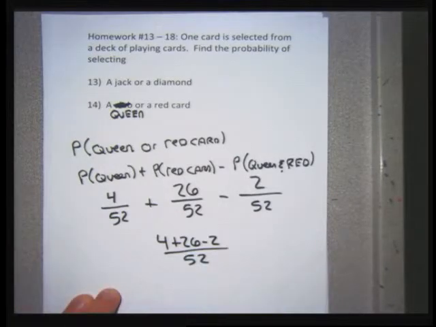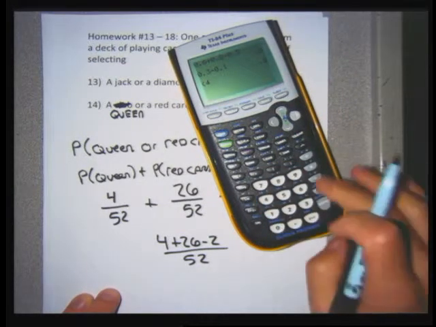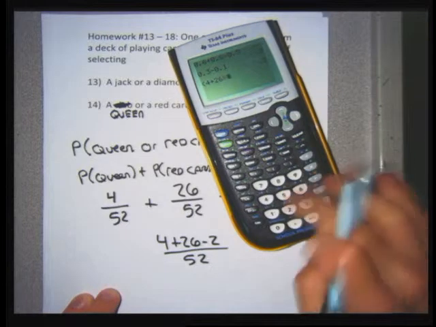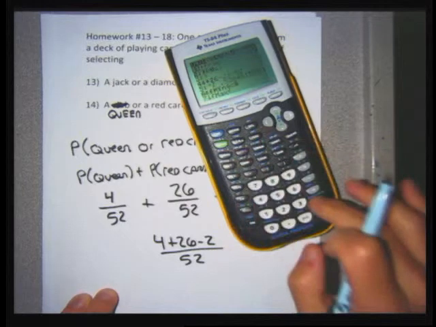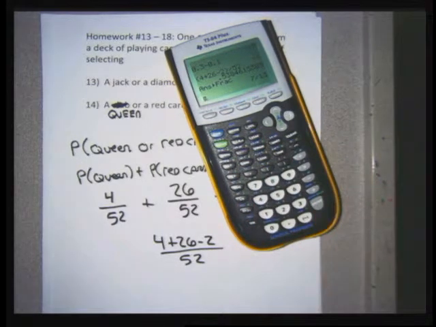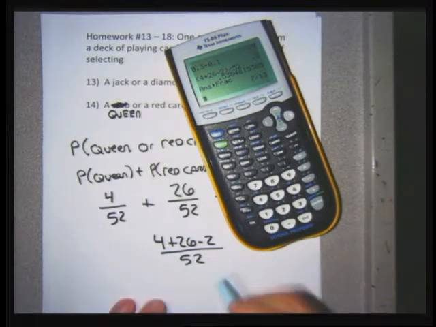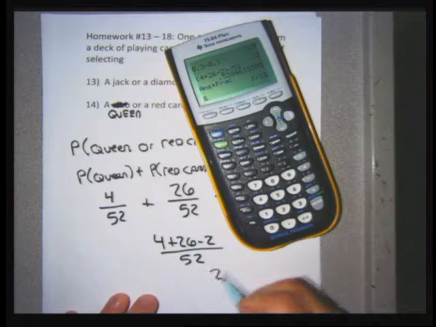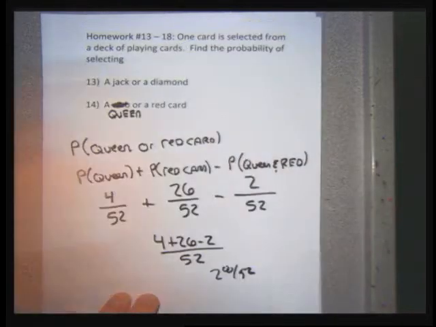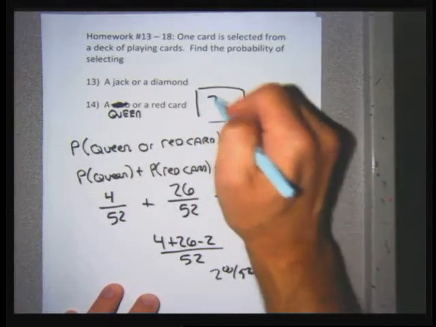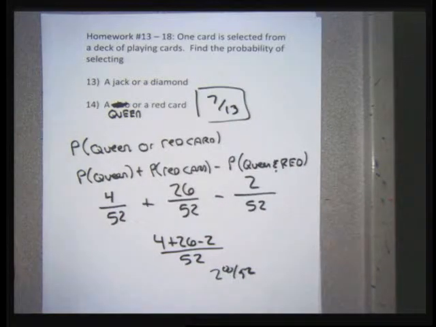And again, I can be just mindless right now and do parentheses 4 plus 26 minus 2 divided by 52 and then math enter enter. And my answer is going to be 7 over 13. But I could have done it by hand. I could have got 28 over 52, because that's what this comes out to be. And then 28 over 52 reduces to 7 over 13. But I didn't care to do the arithmetic in my head because I was worried I was going to make a mistake. So the answer to problem 14 is 7 and 13.